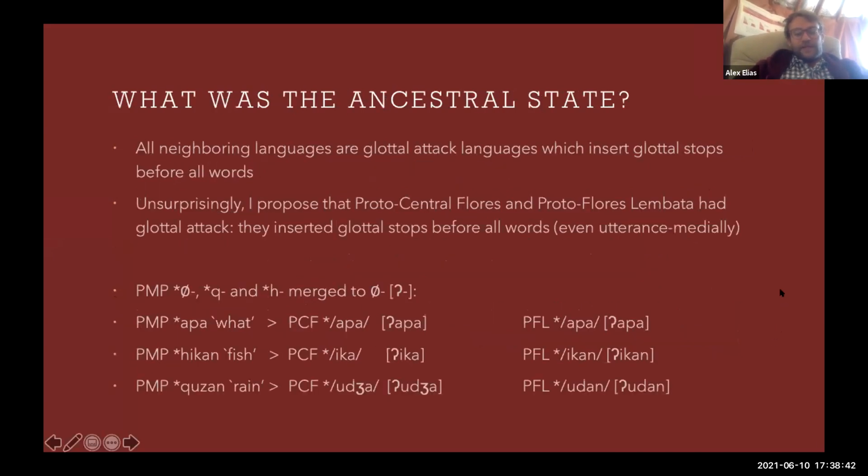So the ancestral state, I propose Proto-Central Flores and Proto-Flores Lambada were glottal attack languages that inserted glottal stops before all words, even utterance medially, as are all of their descendants that don't participate in this sound pattern. We had PMP merger of these 3 segments to initial null, which I interpret as phonetically a glottal stop. So these are the Proto-Central Flores and Proto-Flores Lambada outcomes of these words.